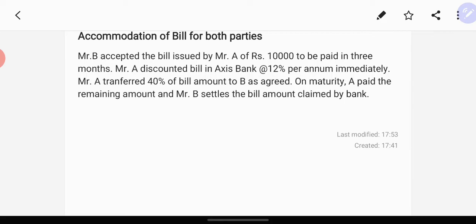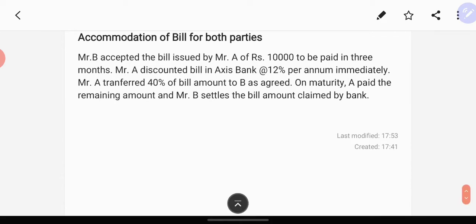Let me first explain what has happened in this question. Mr. B accepted the bill issued by Mr. A, which means Mr. B is the acceptor of the bill and A is the drawer of the bill. The bill amount is 10,000 rupees and the maturity period of the bill is 3 months. Now Mr. A, who is actually the drawer of the bill, has gone to a bank named Axis Bank. The bank has discounted the bill at the rate of 12% per annum immediately. That means when the bill was presented in the bank, consider it has taken on the same day when the bill was accepted.